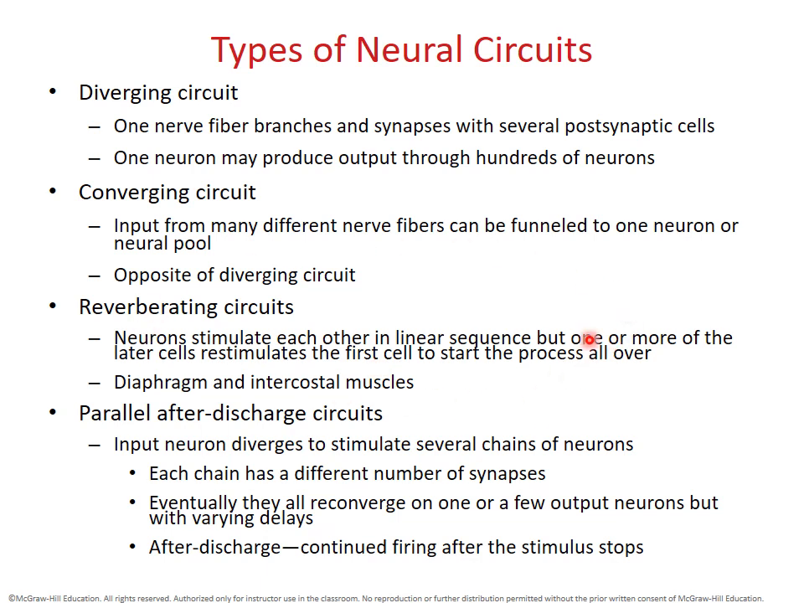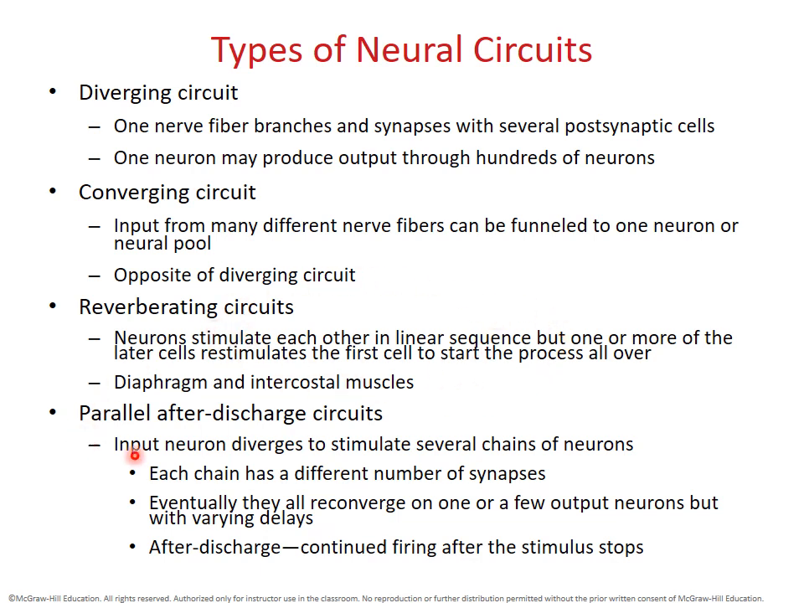And it keeps triggering itself over and over again to create this cycle of excitation that seemingly never ends. This is a very useful kind of circuit when you have repetitive cyclic kinds of activities. So we see reverberating circuits, for instance, in the diaphragm and intercostal muscles. These are muscles involved in the repetitive action of breathing. And so you don't have to think about it so much. The circuit itself is designed to reverberate or cycle by having later neurons in the sequence re-stimulate earlier neurons in the sequence. So a self-cycling kind of circuit.